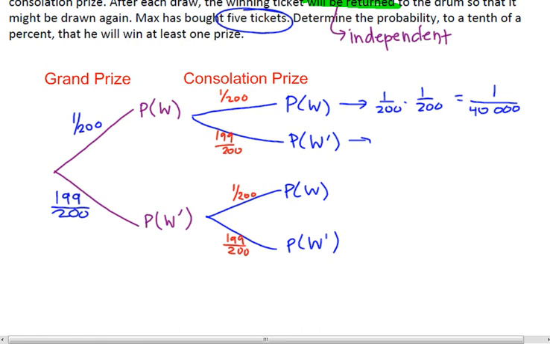So what's the problem? So what's happening here to get to here? Okay, Spencer, what's happening here? He wins and then he doesn't win. So it'd be 1 over 200 times 199 out of 200, which gives you 199 out of 40,000.